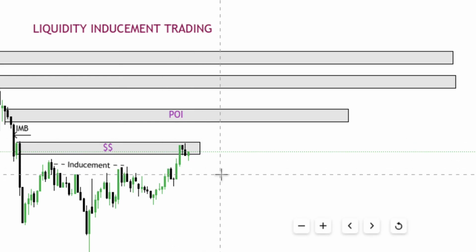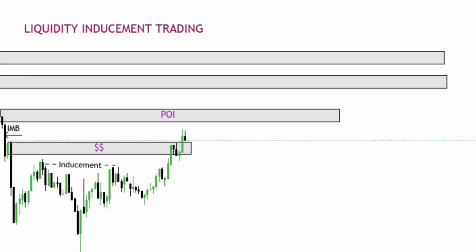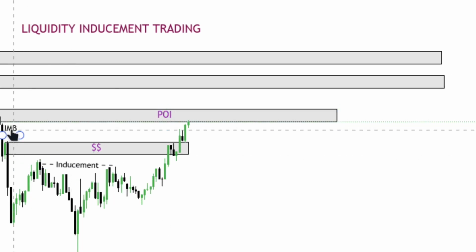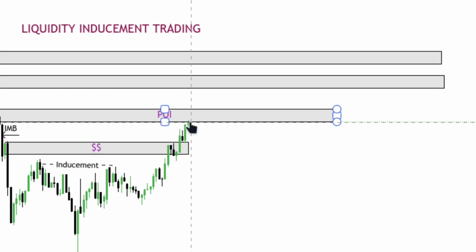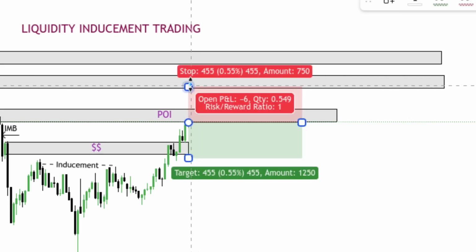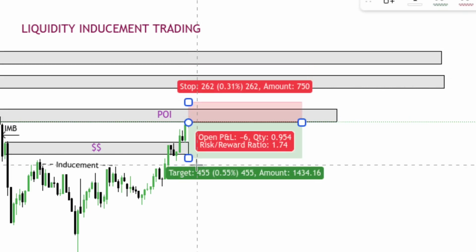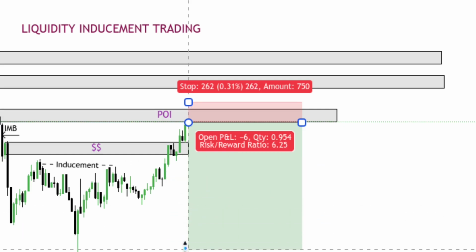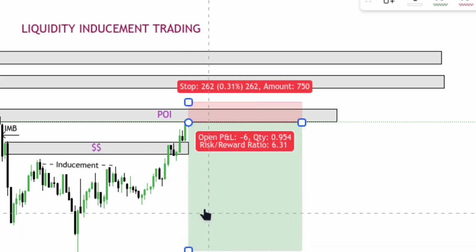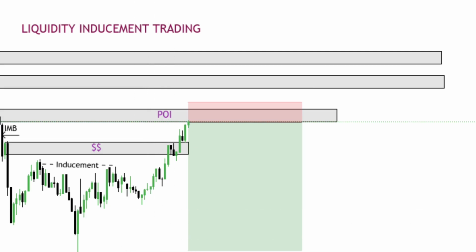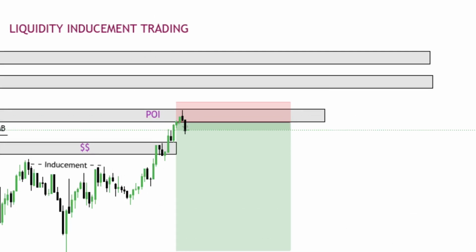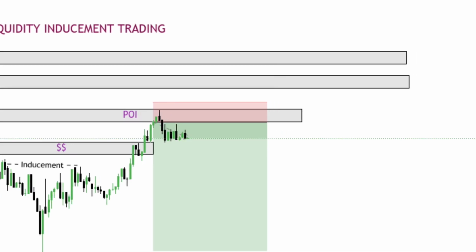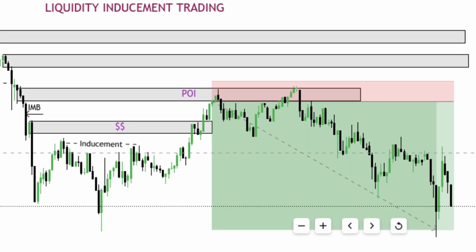So for us, we have to wait until we see our original main selling point, which is above the imbalance seen around here, exactly at this point. So after seeing this area, I'll just put my sell position around this area. My stop loss will be above the POI, and then my target will be down here, giving me a very good 6.31R. And let us see how the prices play out. And then boom, just like that, you see the trade is completed using liquidity inducement trading.